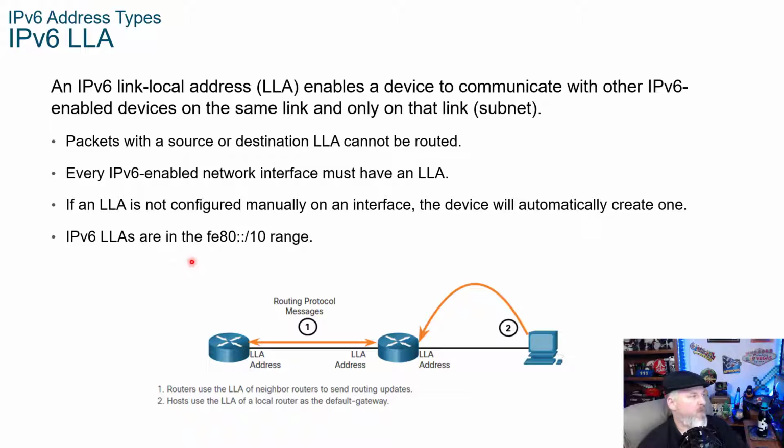v6 LLA. A v6 link local address enables a device to communicate with other v6 enabled devices on the same link and only on that link or subnet. Packets with a source or destination LLA cannot be routed. Every v6 enabled network interface must have an LLA. And if an LLA is not configured manually on an interface, the device will automatically create one. They are in the range of FE80::/10. Here's an example. They're going to be maintained locally.